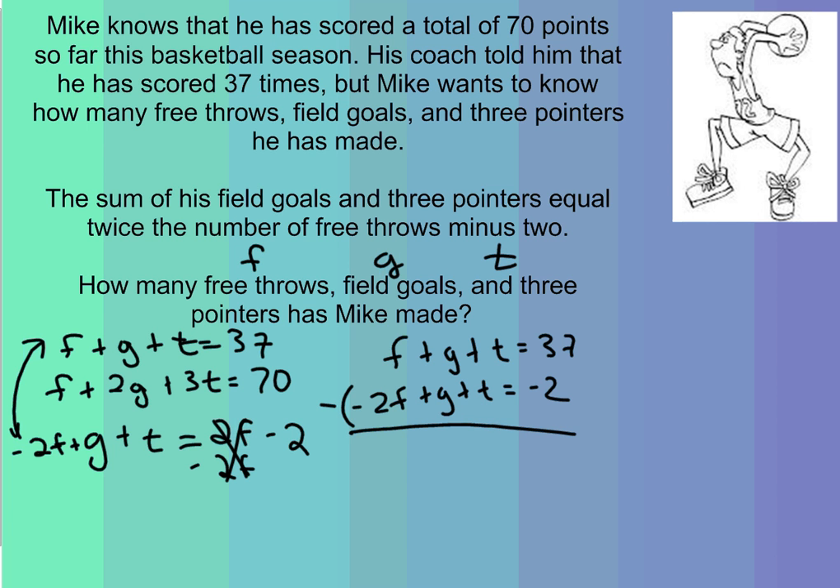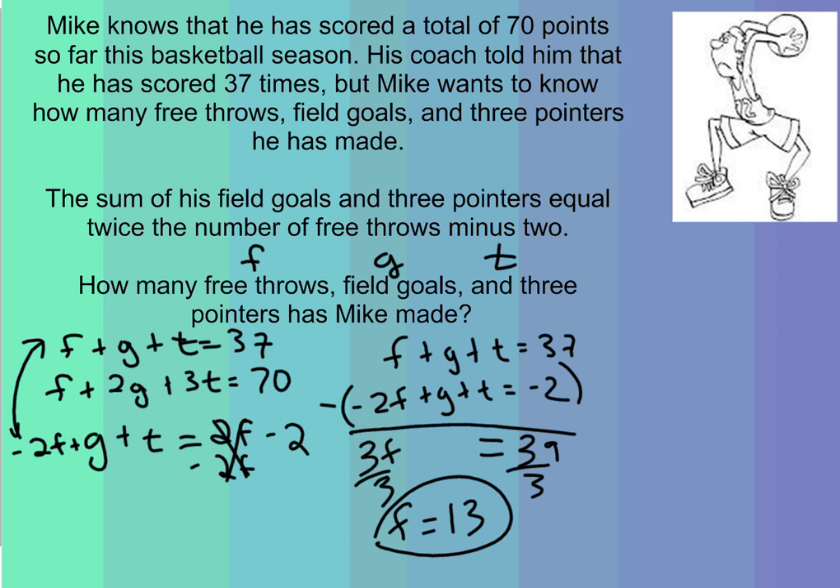Watch what happens if I just subtract those right now. F minus a negative 2F is 3F. G minus G cancels out. T minus T cancels out. 37 minus a negative 2 is going to be 39. So if I divide by 3, F is going to be 13. Once I've got one, everything just kind of comes together.